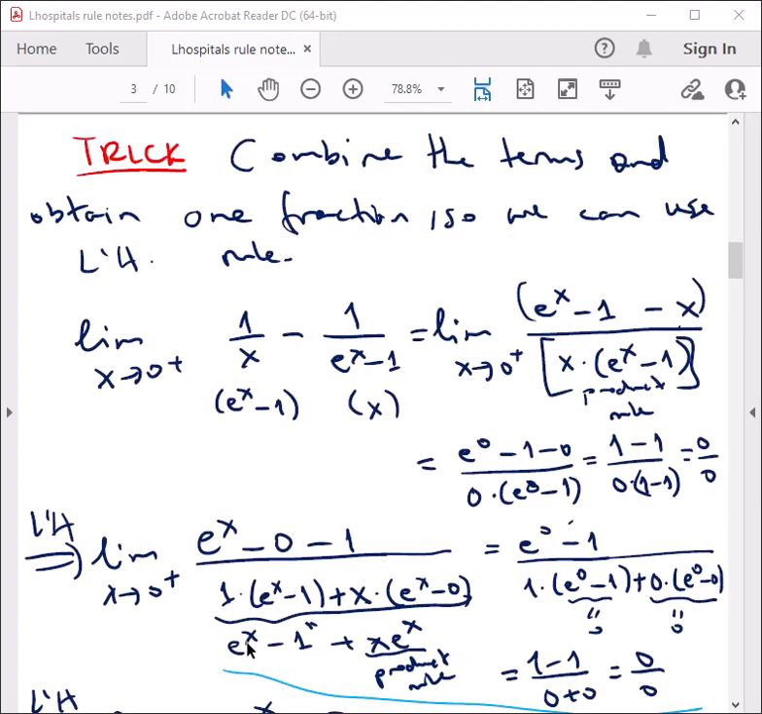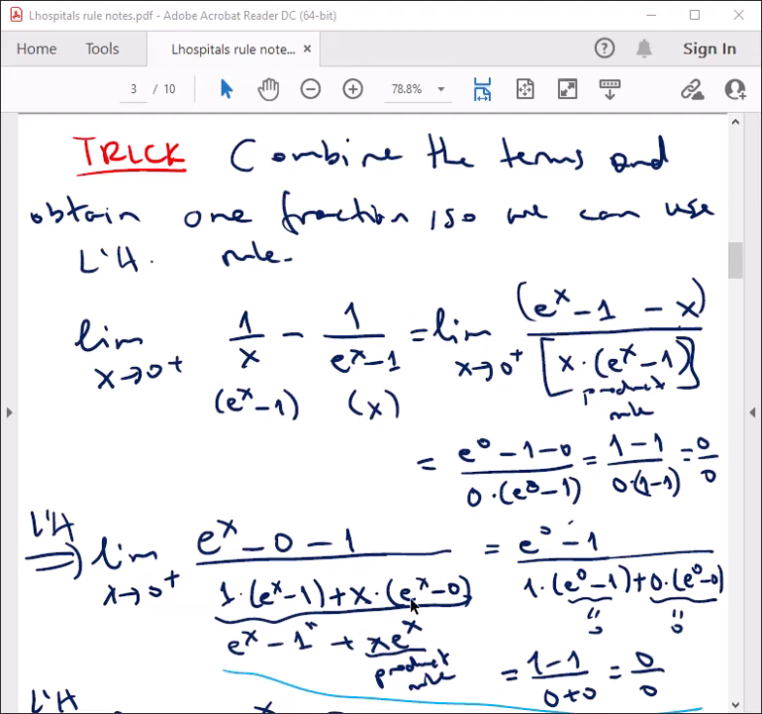So we can apply L'Hopital's rule to this, and we take the derivative of the top. The derivative of the top will be e to the x minus 0 minus 1, and derivative of the bottom, if we apply the product rule there, we are going to get 1 times e to the x minus 1 plus x times e to the x minus 0. That's just the product rule. And then if we combine this denominator term, it's going to be e to the x minus 1 plus x e to the x.